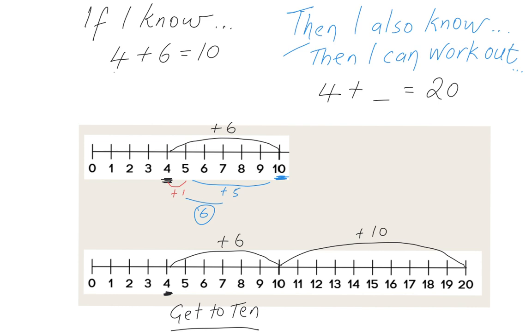Now, when we use get to 10 as a strategy, we can also say get to a friendly number. And friendly numbers are multiples of 10. So 10, 20, 30, 40, 50, and so on. And we use those friendly numbers as we build with larger and larger numbers. So it's a handy concept to have.